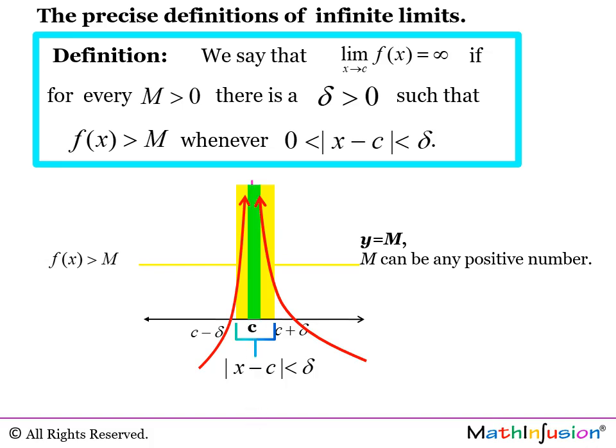It also means that if I shrink more about x equals c, then in this case I have a better M, if you want. Now this is the new M, and the function is even greater than this M.